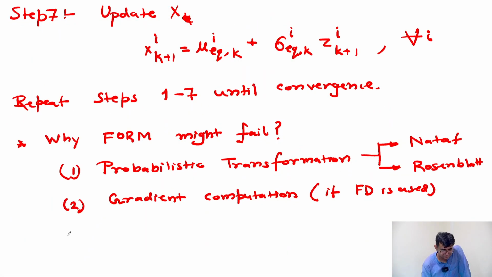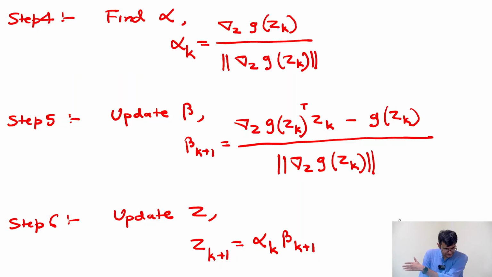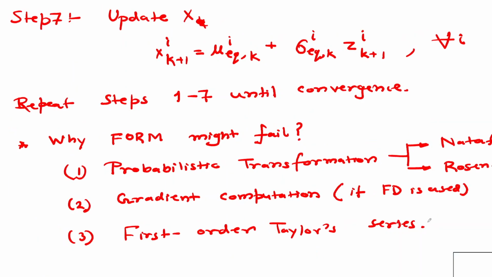So the third one is, we are using a first order approximation or first order Taylor series, and that is a big approximation, right? And after that, everything is based on the Taylor series, so everything else can be improved if we can improve that. So these are the three potential approximations that are there in the FORM algorithm.